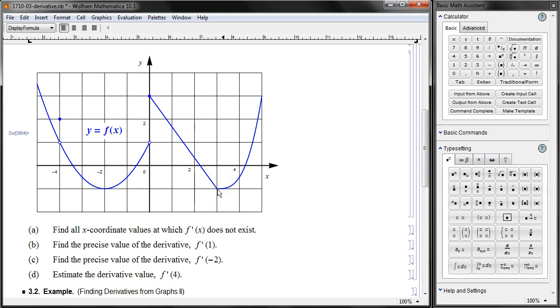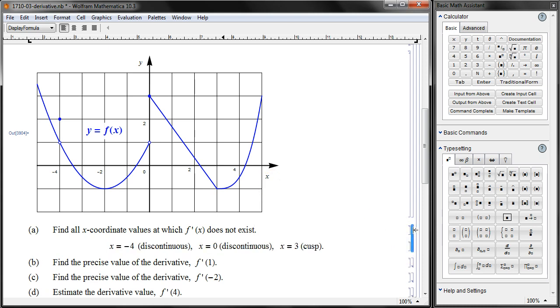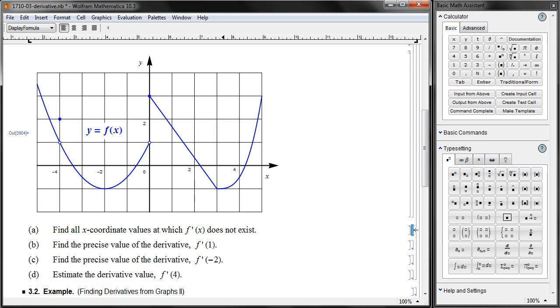At cusp point, the derivative does not exist because left-hand side, we're looking at this slope of this line segment. To the right hand side, we are looking at this slope. Tangent line is horizontal. We have two different slopes, so the slope does not exist. So x equal to -4, x equal to 0, x equal to 3, and because of these reasons. Now, how about the second problem?